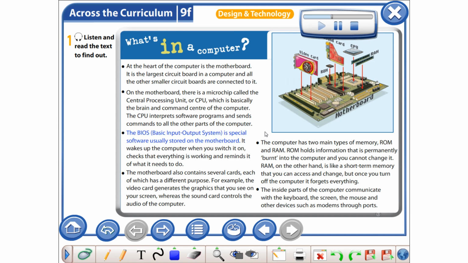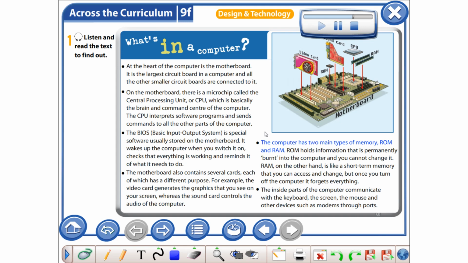The BIOS, Basic Input-Output System, is special software usually stored on the motherboard. It wakes up the computer when you switch it on, checks that everything is working, and reminds it of what it needs to do. The motherboard also contains several cards, each of which has a different purpose. For example, the video card generates the graphics that you see on your screen, whereas the sound card controls the audio of the computer.